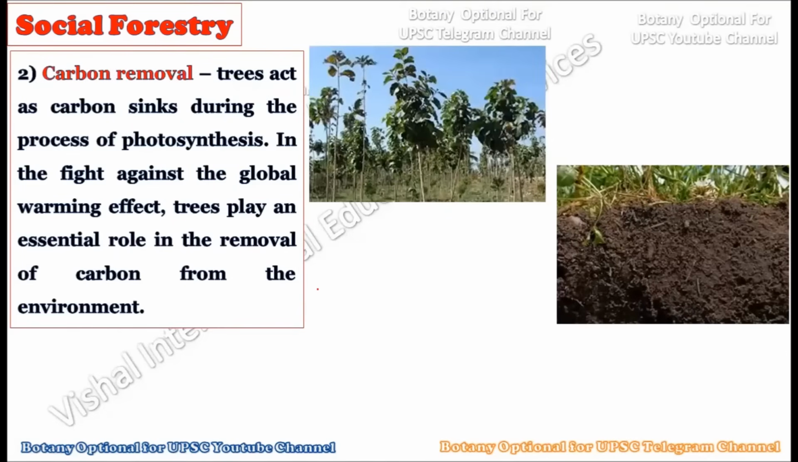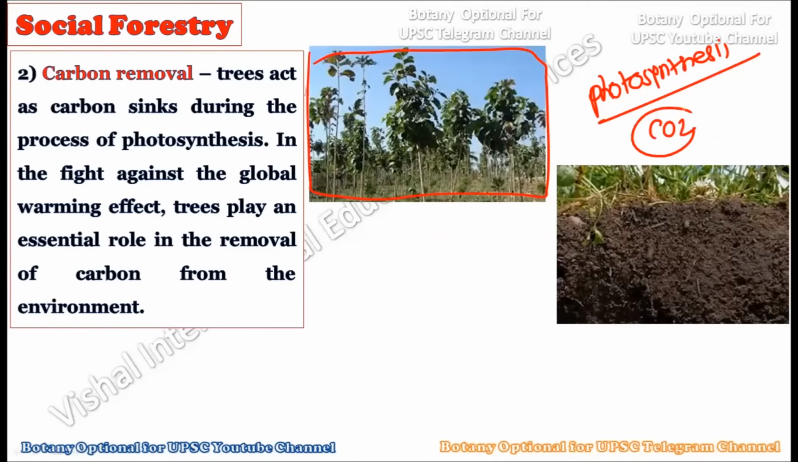Now the second one is carbon removal, and you know how, because once on the barren land, if you plant many trees, these trees will automatically start doing photosynthesis. Okay, and in the process of photosynthesis, you know what plants do? They take out the CO2 from the environment and use this CO2 to create the food material. So basically, whenever there is a forest, it will maximally absorb the carbon from the atmosphere, and the maximum carbon which is there in the atmosphere is removed in the process of photosynthesis, and due to this the effect of global warming gets reduced.